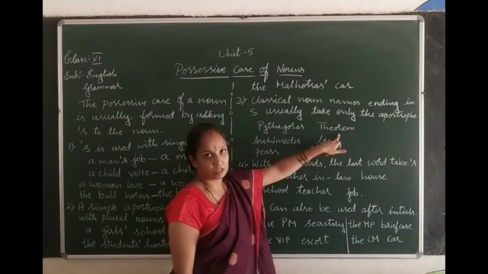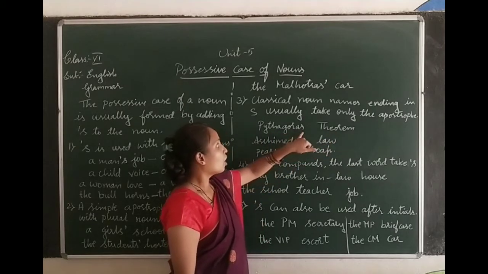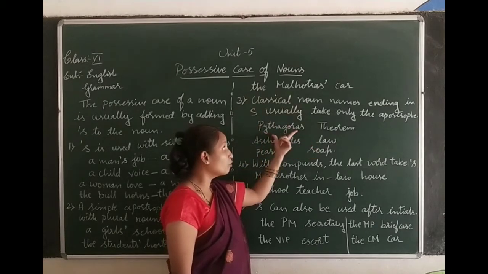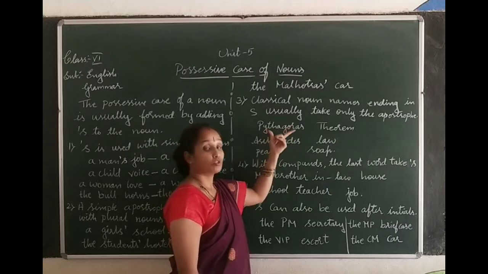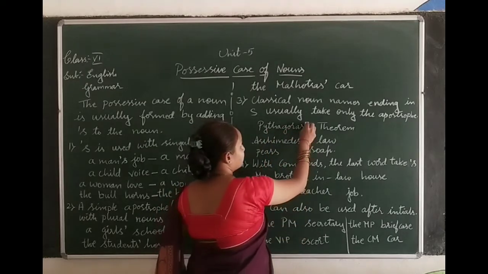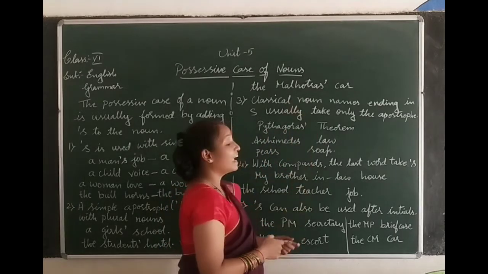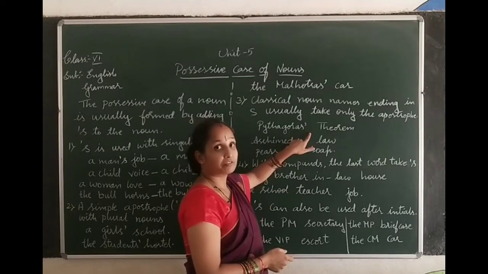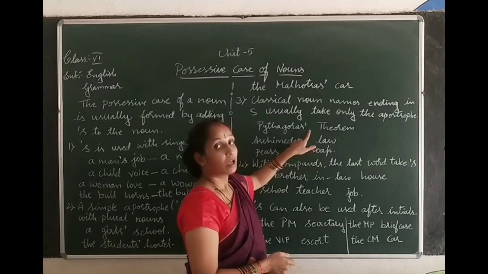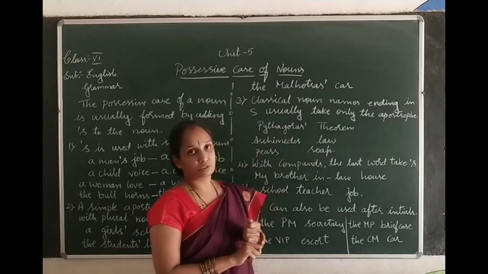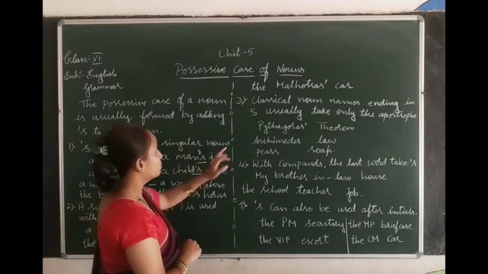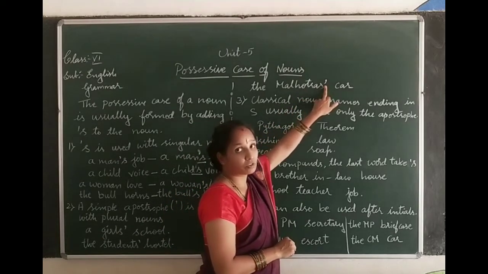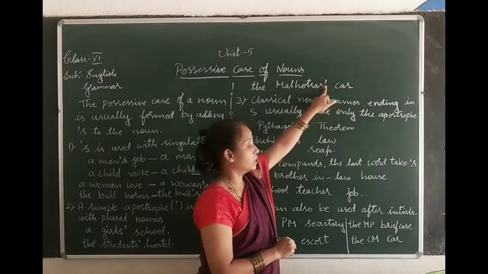Pythagoras' theorem. Here already you can observe the s is along with the word only. So for this we have to add an apostrophe at the end of the word. Don't get confused, children, because for plural nouns also we have used an apostrophe at the end of the word.